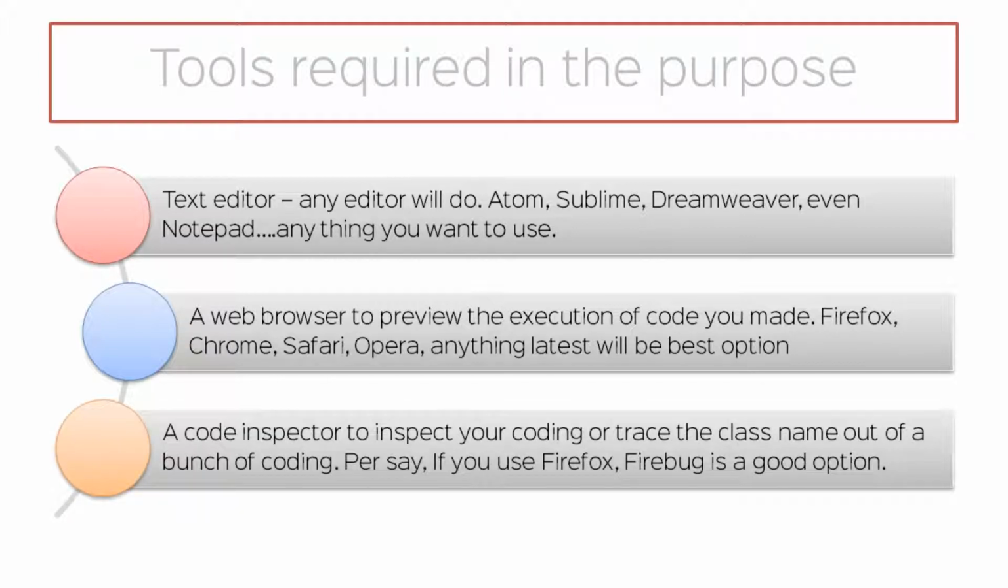And the third thing is a code inspector to inspect your coding or trace a class name out of a bunch of coding. For example, if you use Firefox, Firebug is a very good option. In the same manner, if you use Google Chrome and press F12 on your keyboard, or right click on the web page and click on view element or inspect element, then you may see a dialog box opening on the right side of your web page, and you may trace any kind of coding, or trace the class name out of a bunch of coding, whatever it is. Those things are easy to do after that.